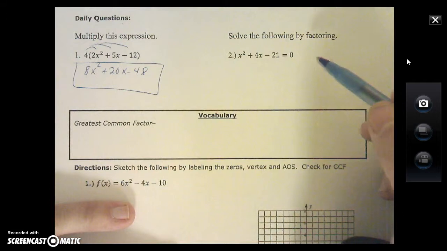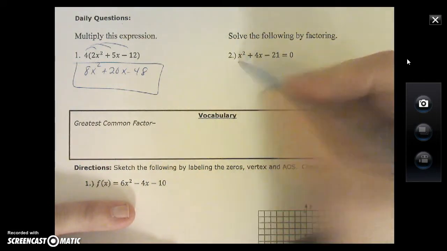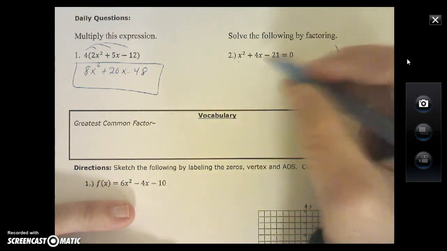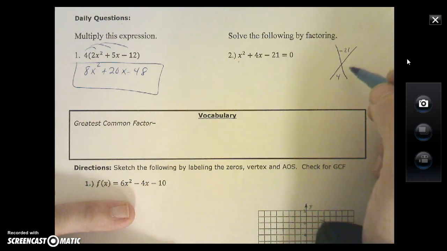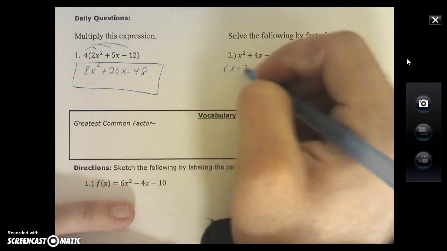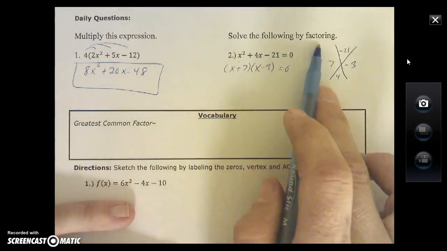Solve the following by factoring. Because my leading coefficient is 1, I can go ahead and set this up. Signs go with, negative 21 goes on top, 4 goes down low. Two numbers that multiply to give me negative 21, but add to 4: positive 7, negative 3. So now when I set this up, x plus 7, x minus 3. Notice how it says solve by factoring?